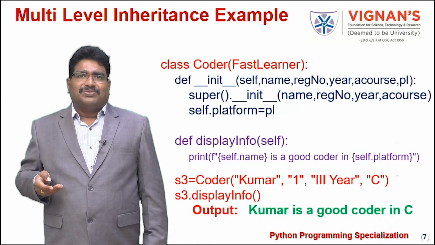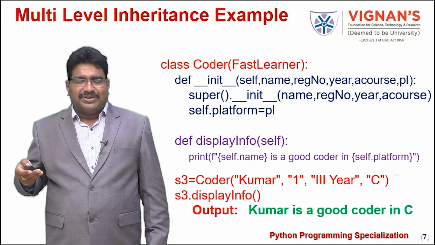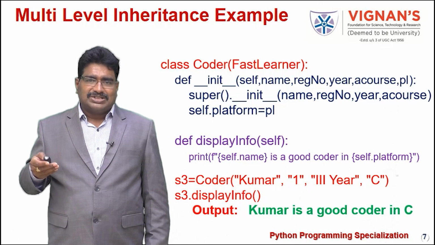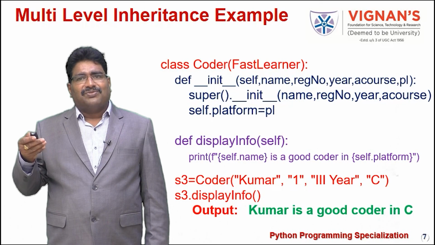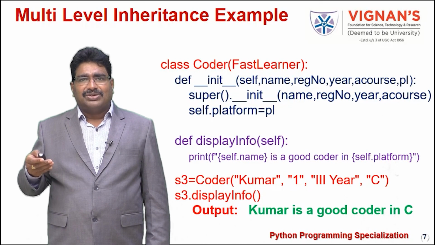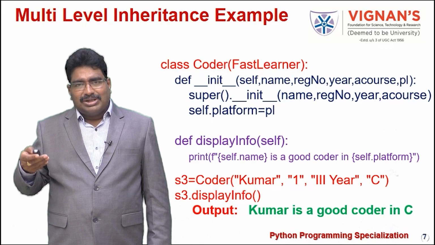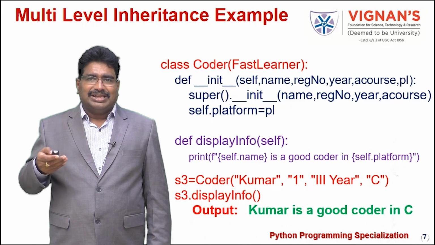This is an example of inheritance with more than one level. In this example, we define student as the base class. From the student class, we derived the fast learner. From the fast learner, we derived the coder. So we are using two levels of inheritance. So this is the example of multi-level inheritance.